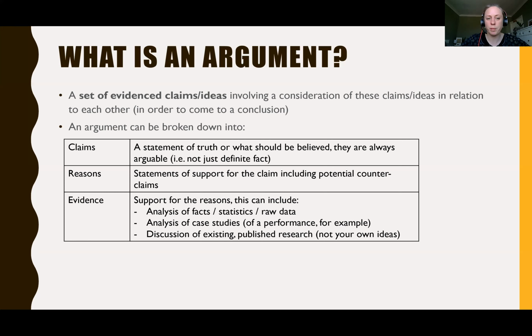Now we can dig deeper into this and break it down a little bit more to understand more fundamentally how arguments work. So if an argument is composed of claims, a claim itself can be broken down further. A claim is a statement of truth or what should be believed, and claims are always arguable. So we aren't dealing with just definitive facts. It's something that we're trying to persuade our reader towards. We're making a claim about reality, often, and particularly in arts and in theatre studies, that has a claim to truth, but that can be argued about. That is not just a definitive fact. That isn't just this happened on this day and we all know this for absolute sure.